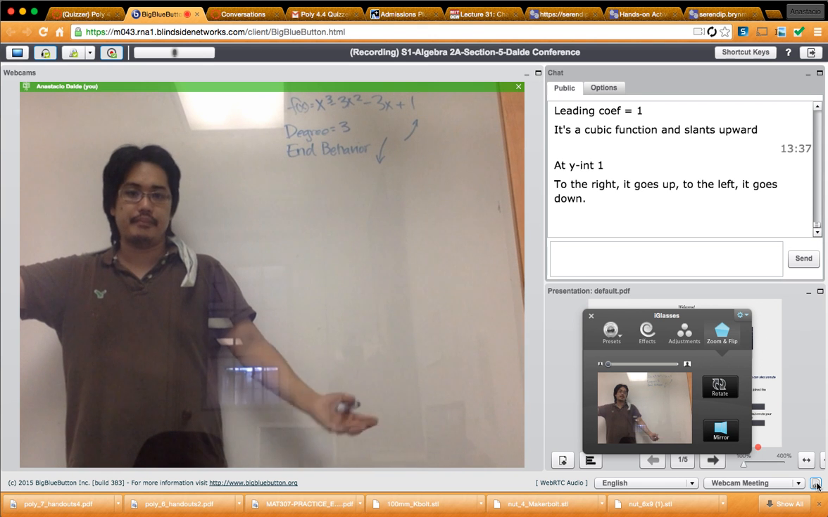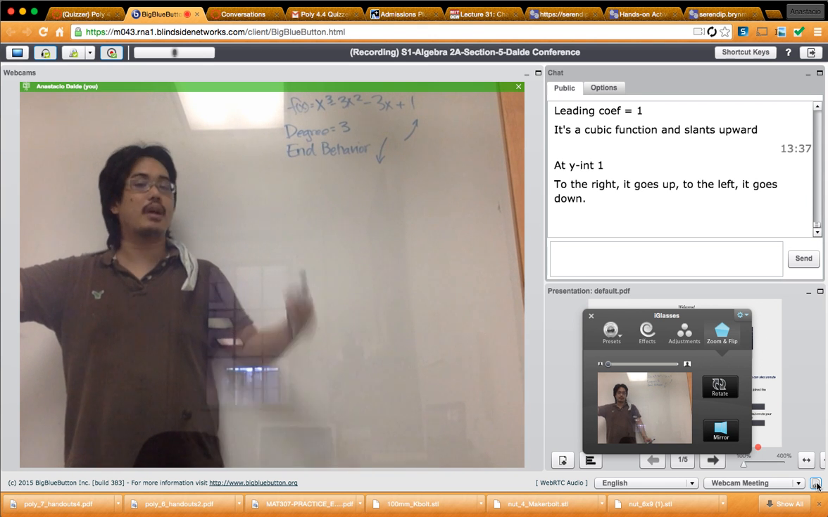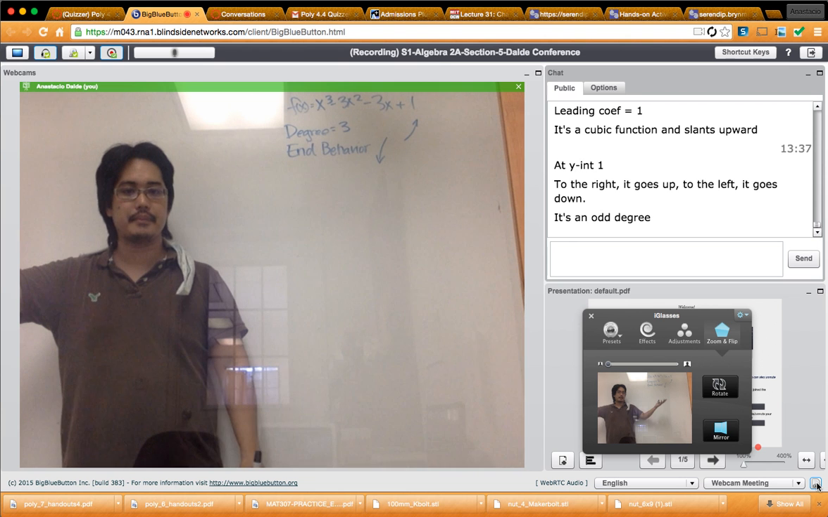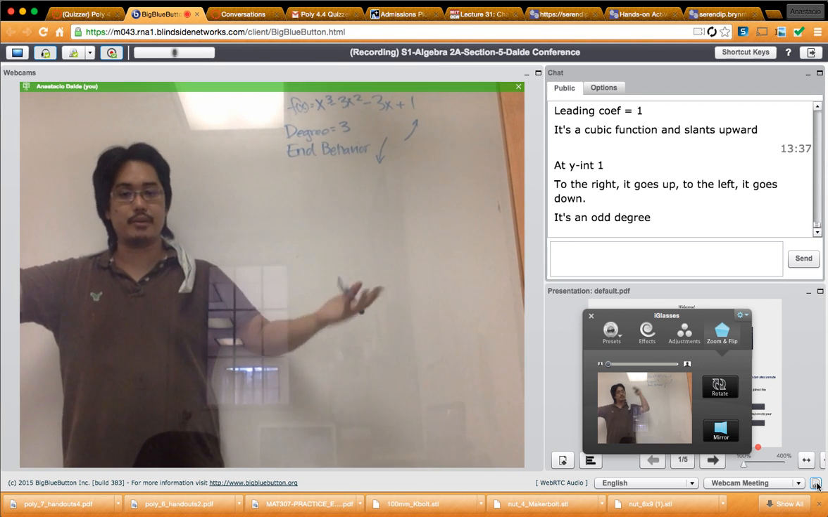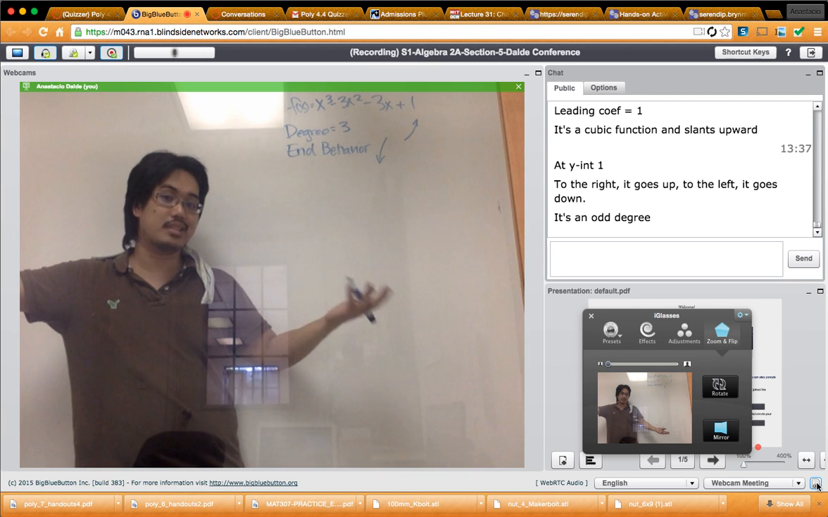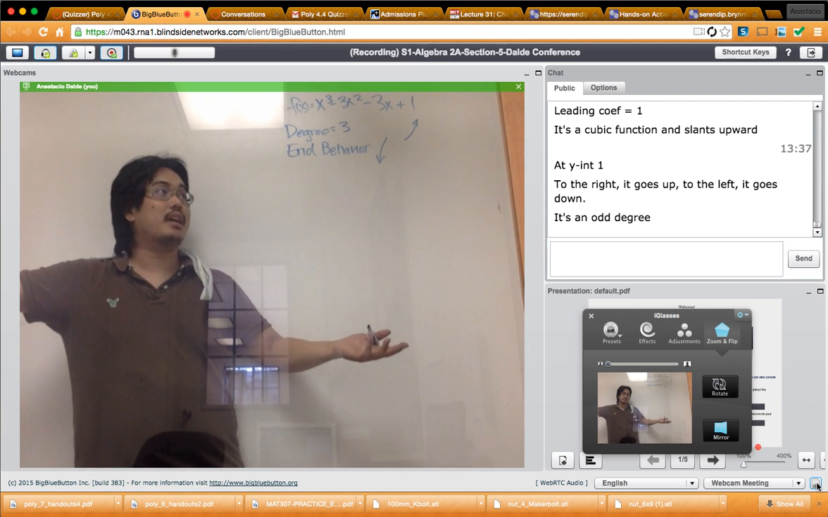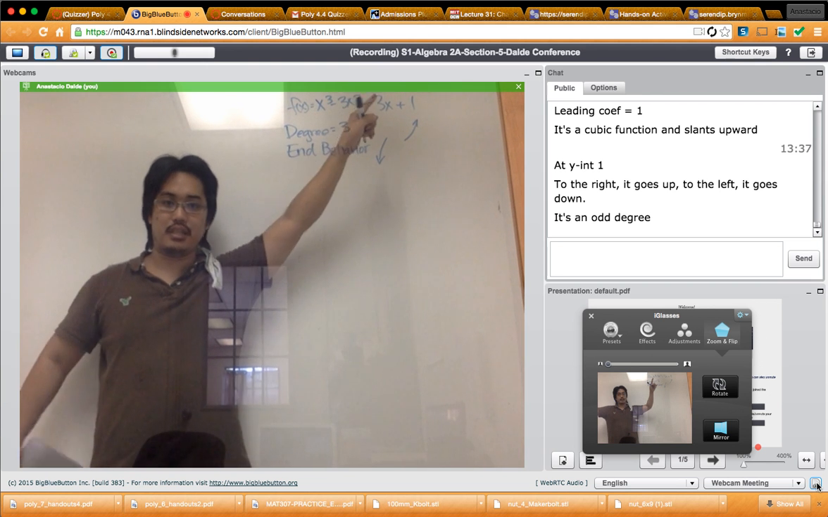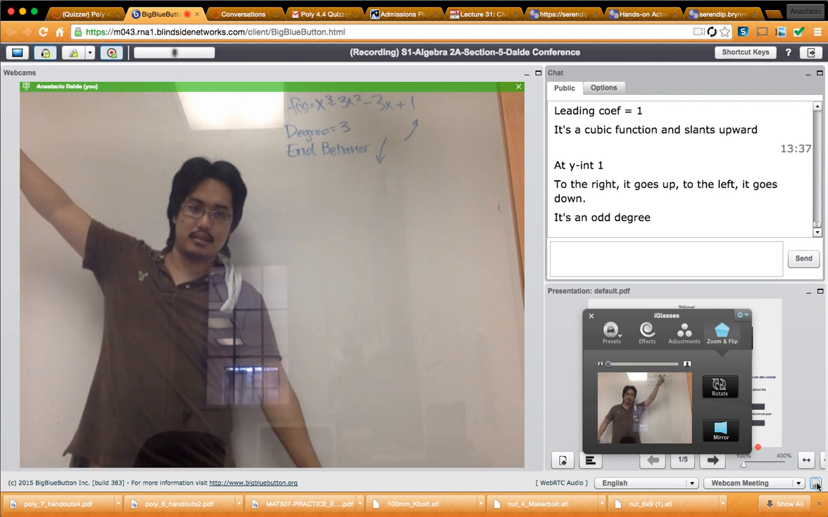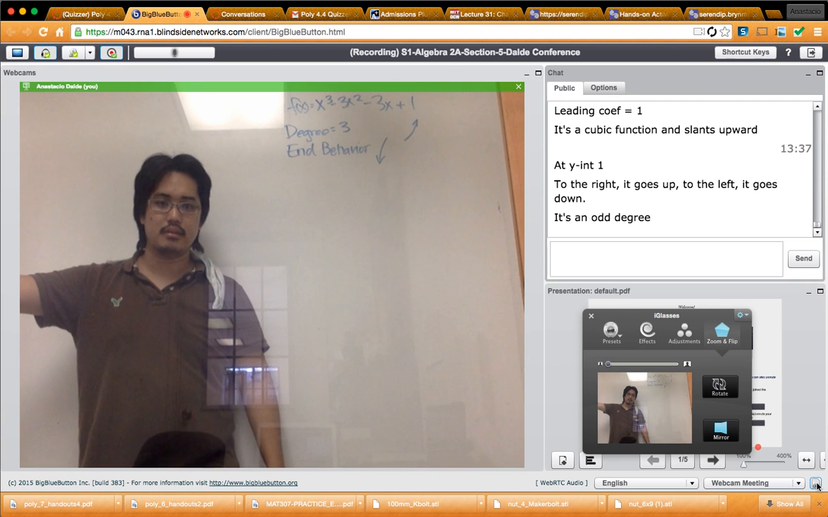How come you were able to tell me right off the bat it's going in opposite directions? Because the degree of the polynomial is an odd number. Good. If it were an even number, it'd be going in the same direction. And then if this were a negative leading coefficient, then instead of doing this, it would be doing this. Make sense?